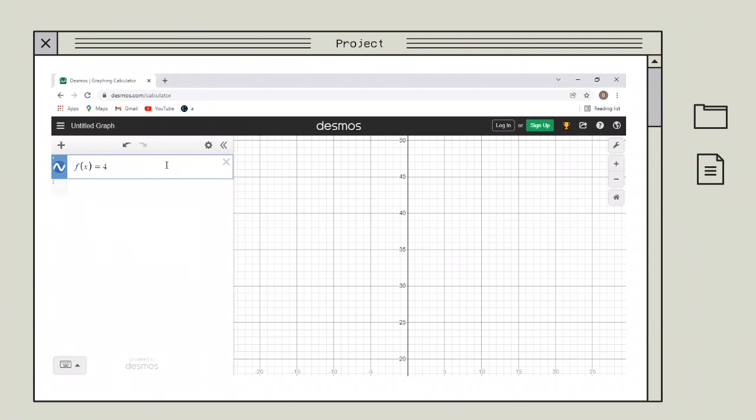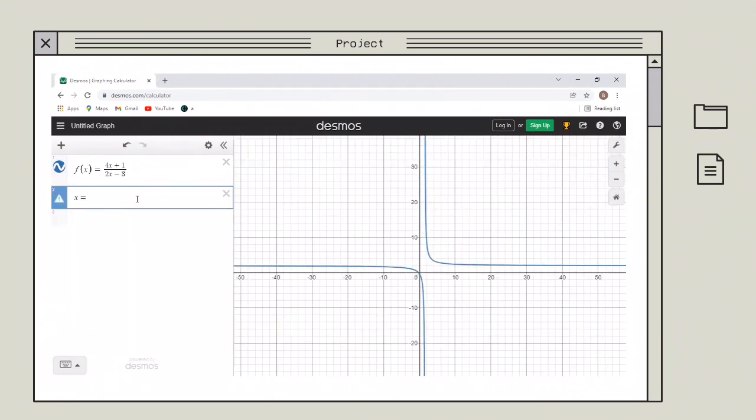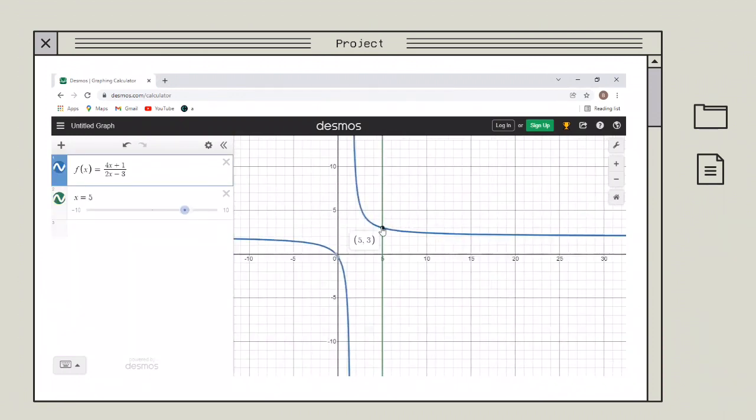Para malaman natin ulit kung tama yung sagot natin, gagamitin ulit natin yung Desmos para mas make sure natin kung tama ba yung limit ng equation.